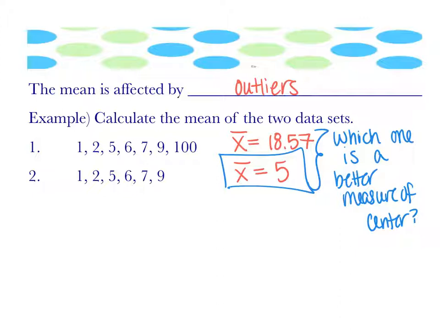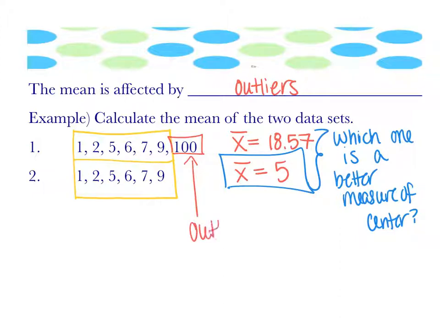You notice that these are the exact same data sets. Everything is the same. The only difference is I have an outlier here in the first data set. And that outlier is pulling up that average significantly. It's pulling it up from a 5 all the way up to almost 19. It is drastic. So in future lessons, we're going to talk about how to identify these outliers and how to pull them out of data sets so that we actually have measures of center and spread that are accurate.